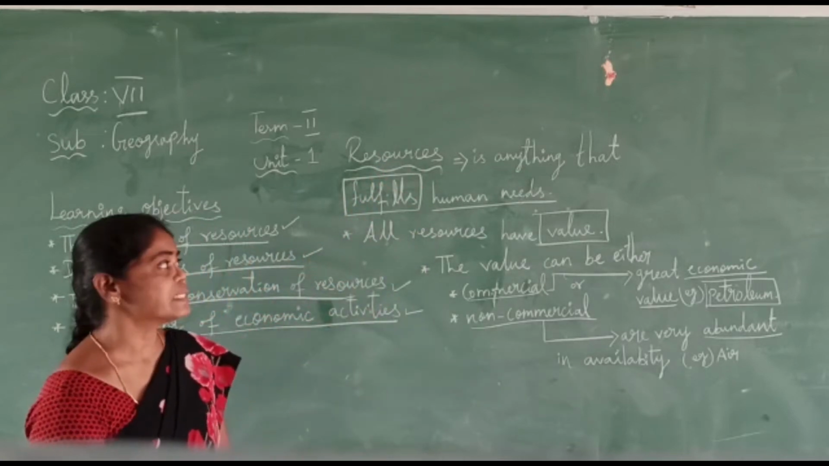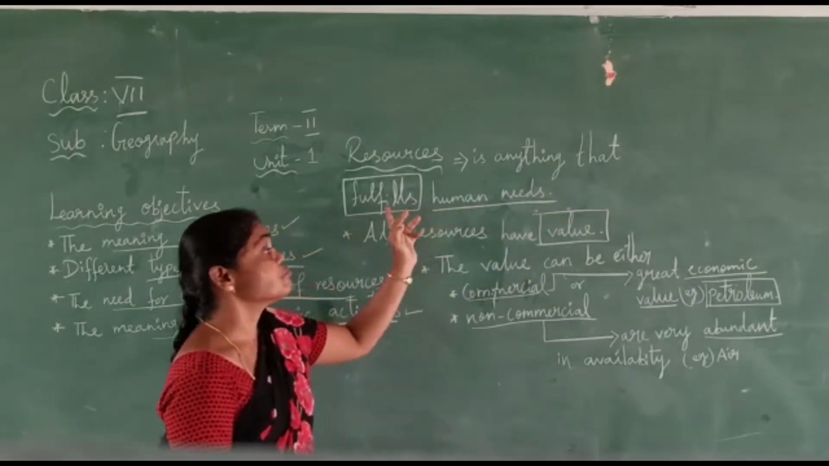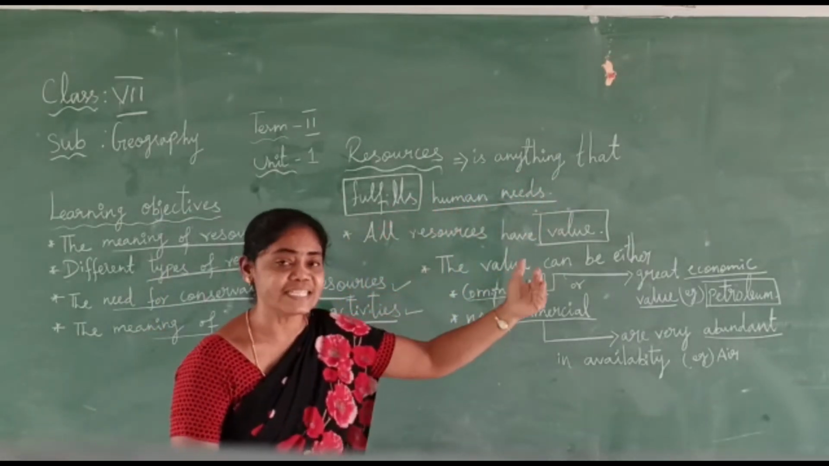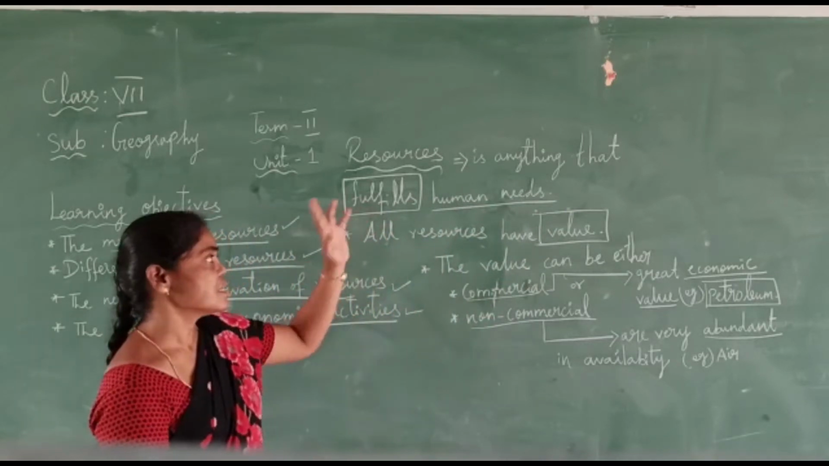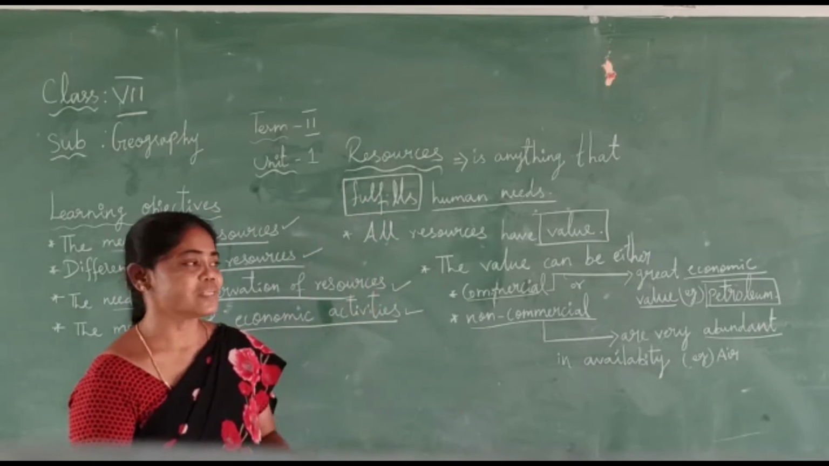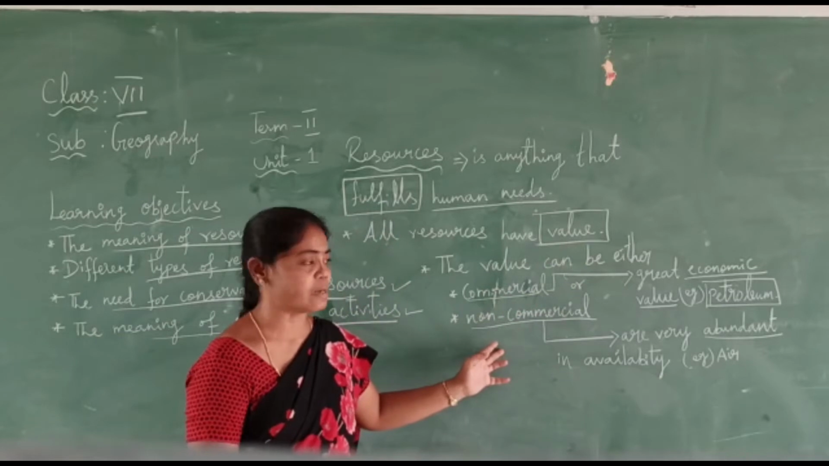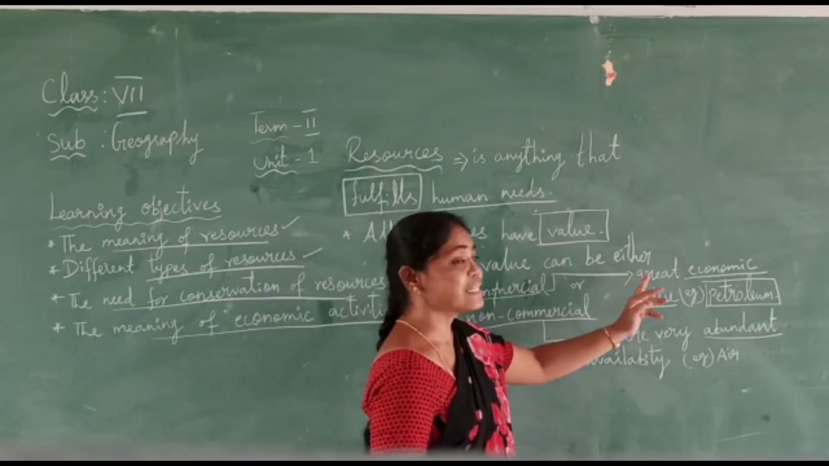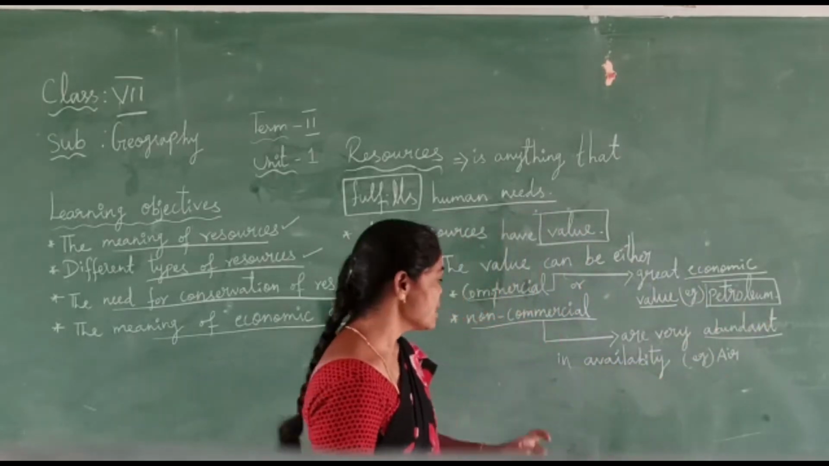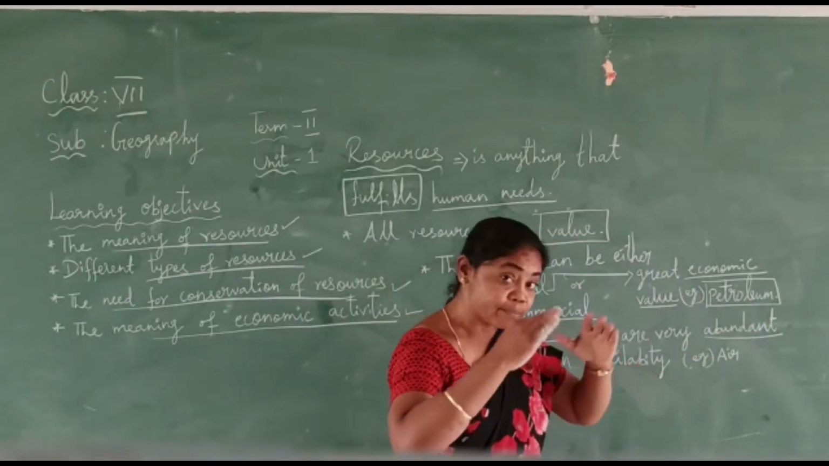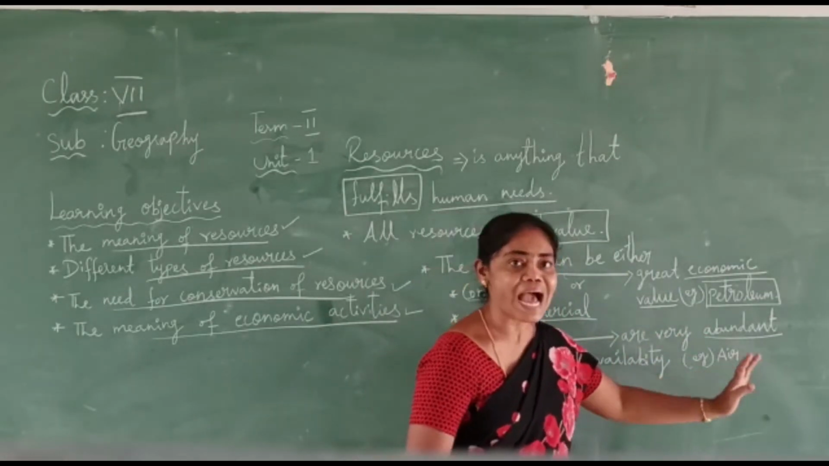First we will see the resources. Resources are defined as anything that fulfills human needs. Which fulfills human needs is said to be resources. All the resources have value, either commercial or non-commercial. Commercial means great economic value, example petroleum. Non-commercial are very abundant. Abundant means more in availability, example air.